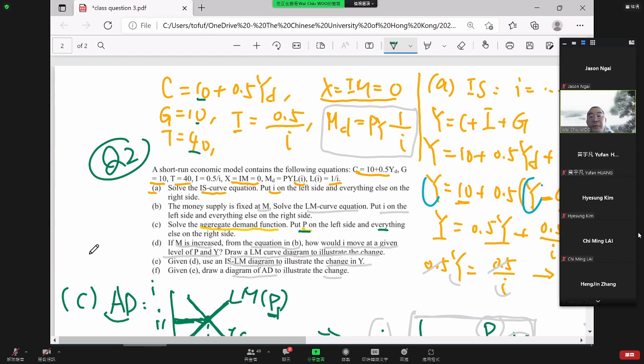And yes, I also at the same time receive a question from the chat asking the same question. The question is, could you please explain once again why the slope of LM will change and there will be a non-parallel shift? I'm not sure whether it is your question, but the question is basically the same.